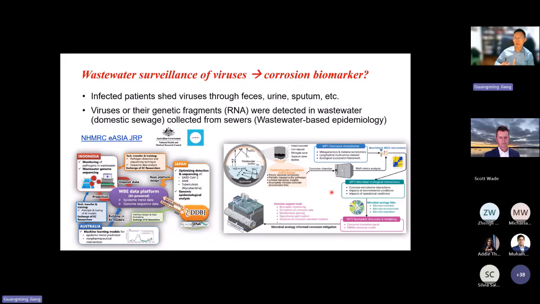So whether we can identify any panel of corrosion biomarkers, which could be some microorganisms, some functional genes, some metabolites and other things related to concrete corrosion. And then we can use that for monitoring, for prediction and many other things. So we can use that to manage or to mitigate the corrosion. That's something we still want to work on, although currently mostly I'm working on the virus and other things at the moment.